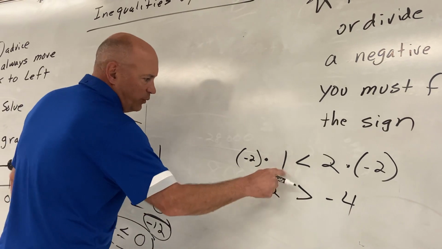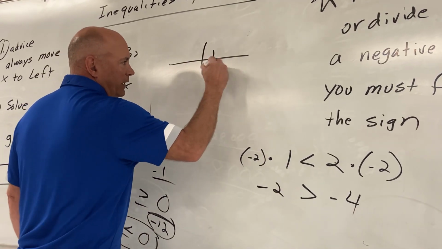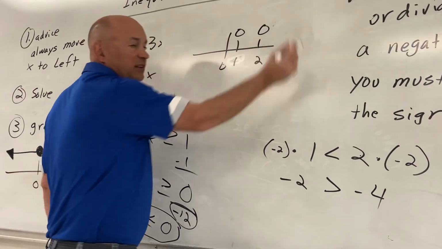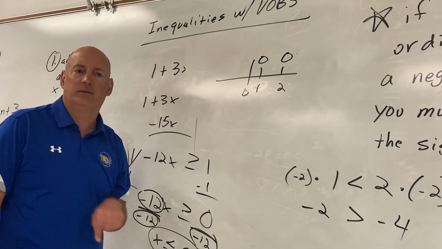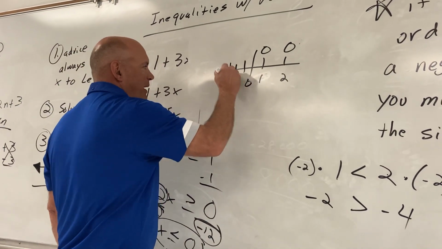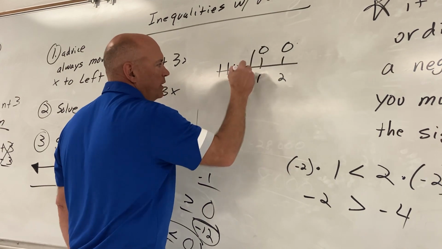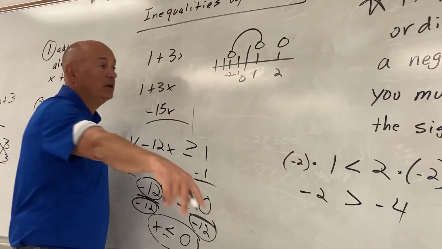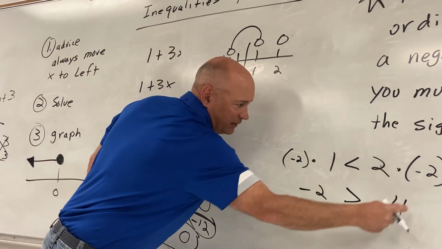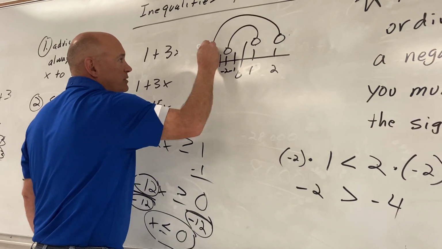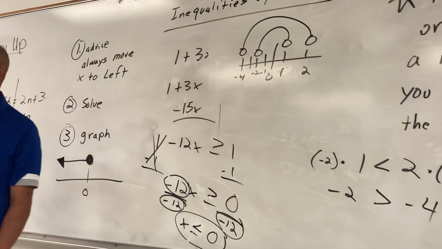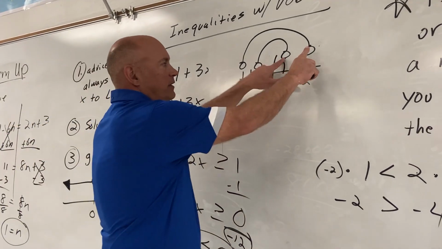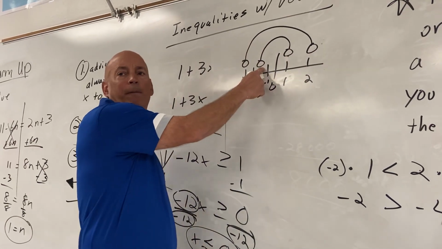We started with 1 right here. Oh, that's 0. Being smaller than 2. So 1 is less than 2. There's my original statement. When I multiply it by a negative 2, 1 goes from 1 to negative 2. It is now here. 2, when I multiply it by negative 2, jumps over and goes over here to negative 4. So what happened on the number line? The one that was on the left goes over here. Where is it now?